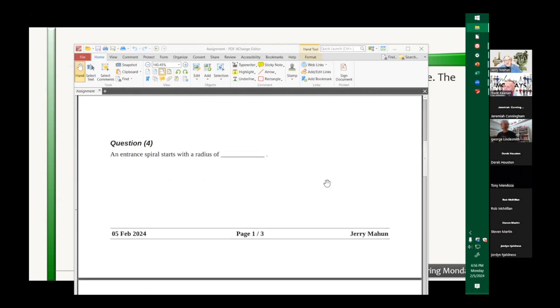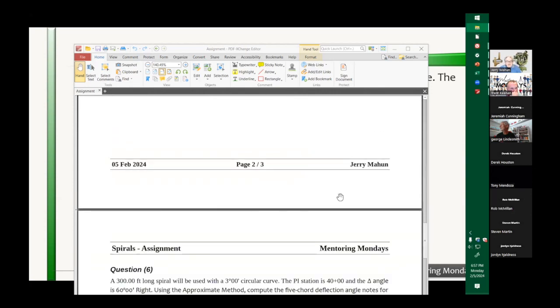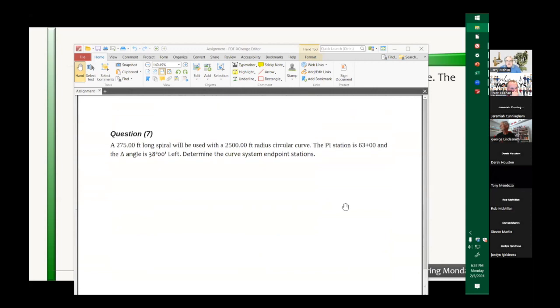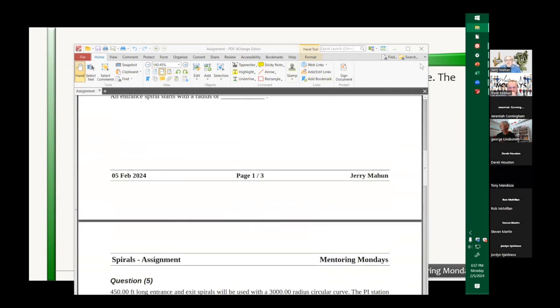Entrance spiral starts with a radius of a larger value. And what is that value? It's always the same, regardless of how long the spiral is or what the curve situation is. It always starts out with a radius of infinity, because it starts in a straight line. What it ends at is a function of the design of the curve, but it always starts with a radius of infinity. And these other ones are just the problems we worked out here.